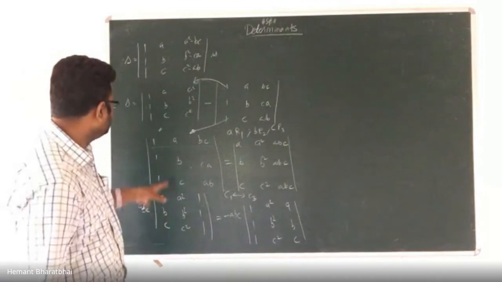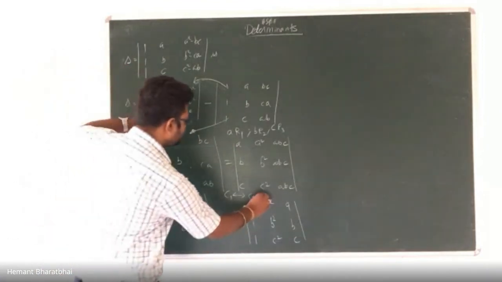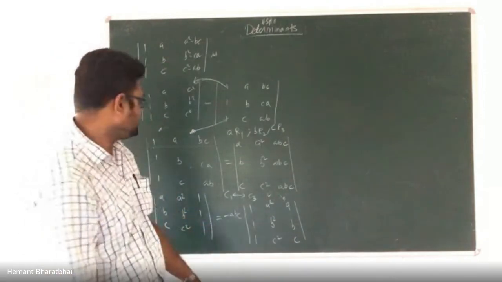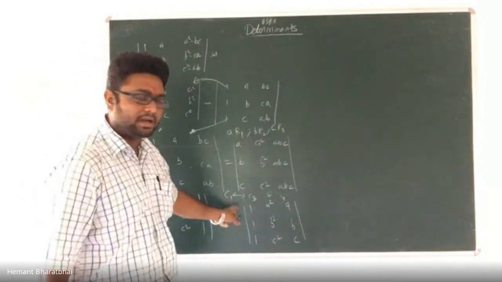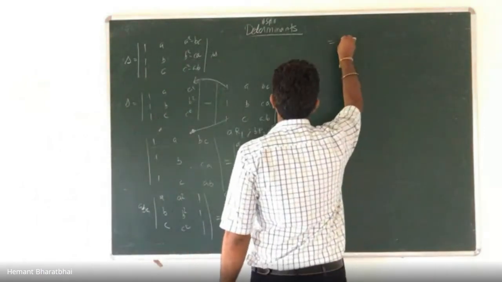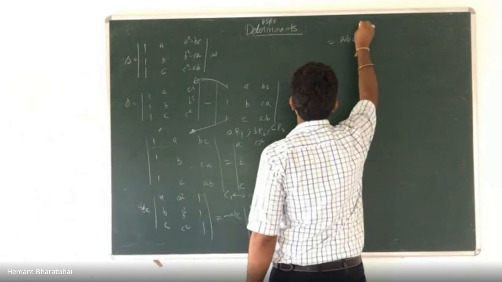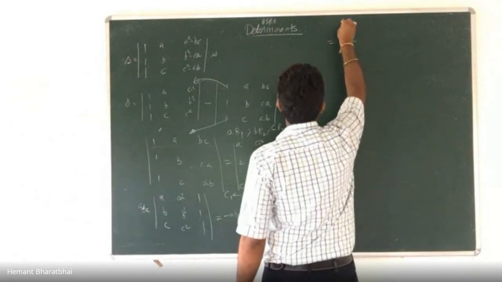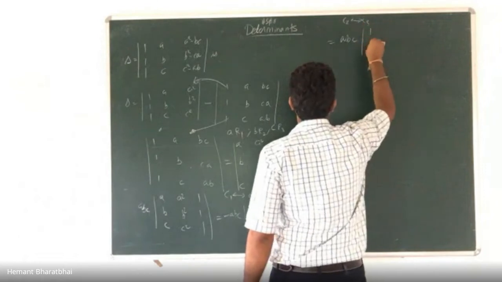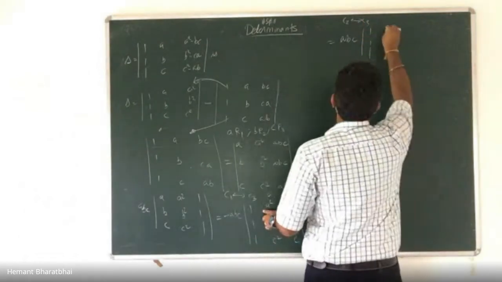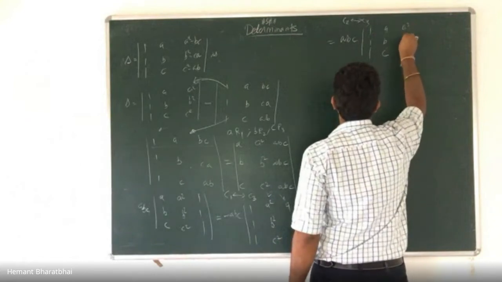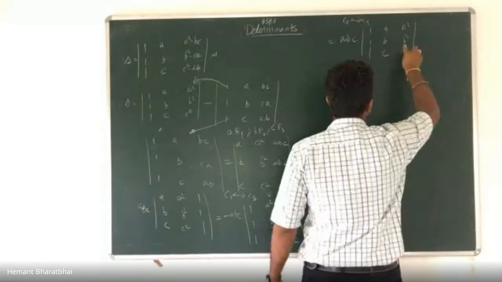Now, I need this, so I will swap these two columns. So when we swap, the sign of the determinant changes. So the one which had become negative will again become positive. So I'll get here ABC now, and I'm going to interchange C2 with C3. So 1, 1, 1. This A, B, C will come over here, and A square, B square, C square will come over here.